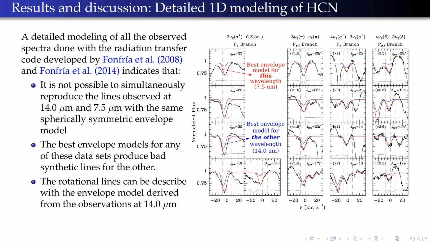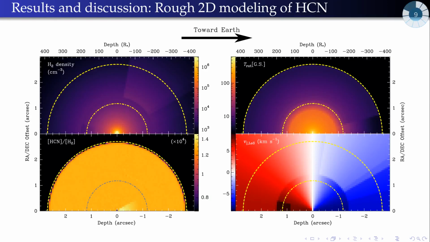The pure rotational lines are compatible with the envelope model derived from the observations at 14 microns. We proposed a possible 2D scenario that could explain this disagreement. We found that there should be an HCN abundance or gas density increase in front of the star close to the photosphere. The gas density and rotational temperature need to be anisotropic, and the gas expansion velocity field complex. Outflows expanding at velocities higher than the commonly accepted terminal velocity might exist.